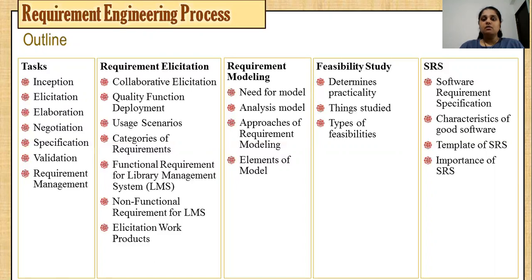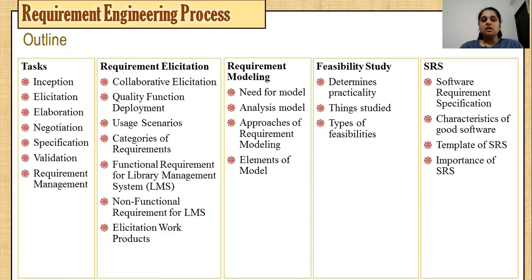In specification, we are listing out each and every requirement of a customer in a document called an SRS. In validation, we are checking for errors, inconsistencies, and ambiguities. And in requirement management, we are adapting to the new changes which the client brings to our developers, and we are adapting them in the regular phase of software development.